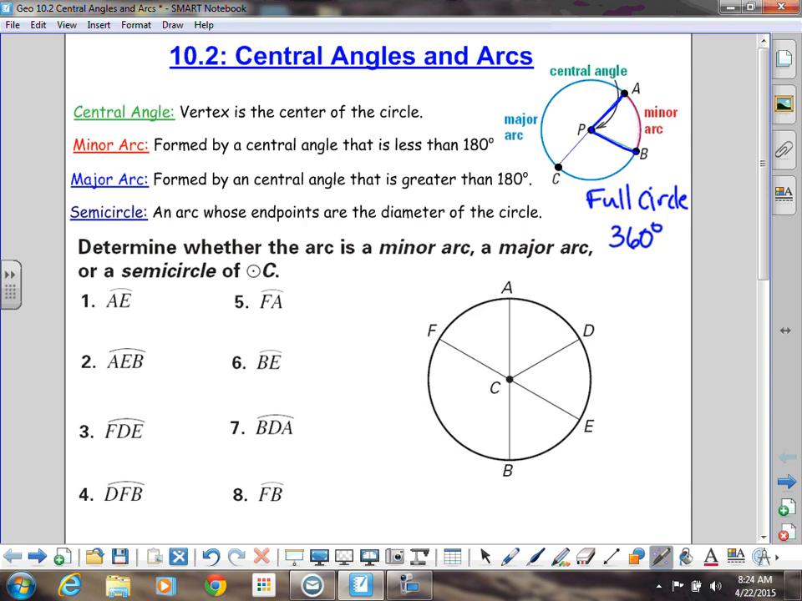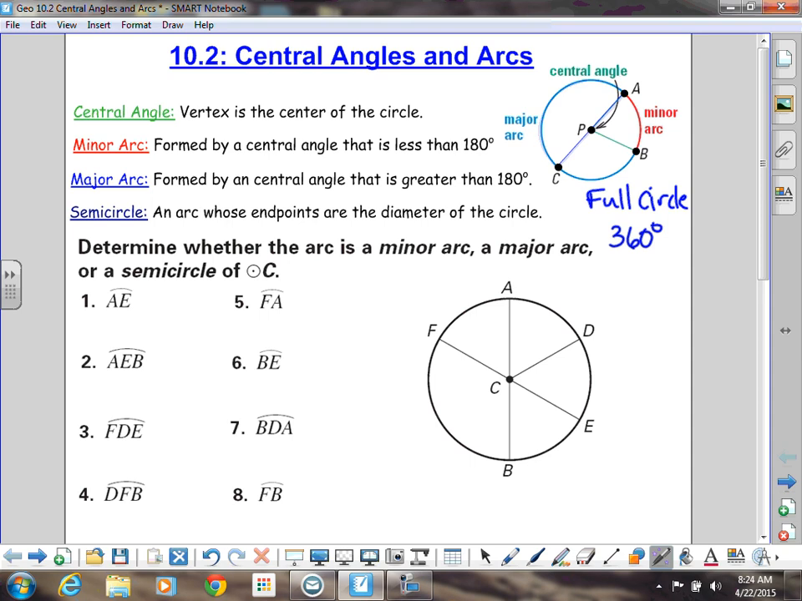A major arc is just how it sounds. It's an arc that is bigger than 180 degrees, it can't be 180. So for example, if I went all the way around like this, that's halfway, that's 180, but I have to keep going. That would be a major arc, bigger than 180. And then a semicircle is an arc whose endpoints are the diameter, so that would be exactly 180 degrees. If I have a diameter, that angle is 180 degrees, and that would be half of the circle. That's a semicircle. Those are some vocabulary that we need to be familiar with.